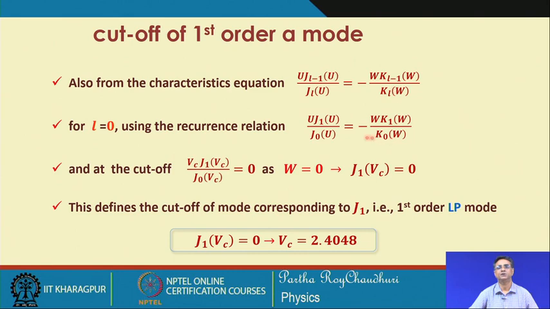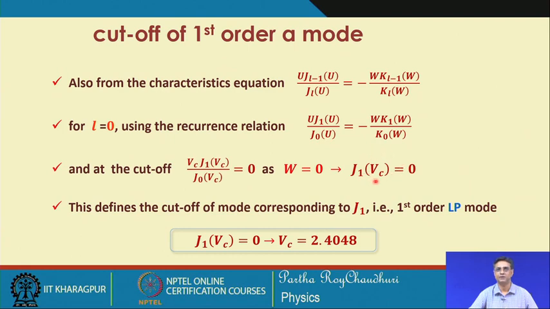So, we can write down this equation from here to here. Now, look at this equation at the cutoff, because W equal to 0. W equal to 0 will make the right hand side equal to 0, and because J 0 of u cannot be 0, u J 1 u must be equal to 0. So, that tells you when W equal to 0, J 1 of u, that is now u equal to V c, is equal to 0. So, it actually defines the 0 of the Bessel function J 1.